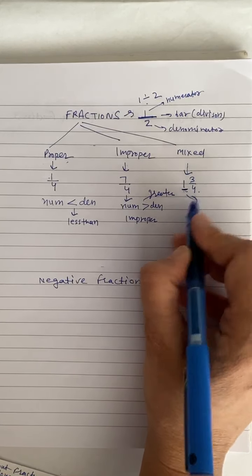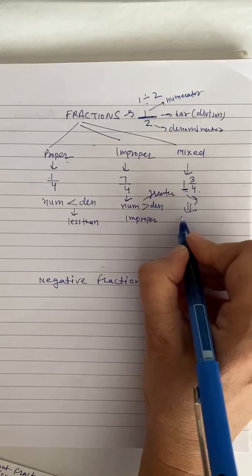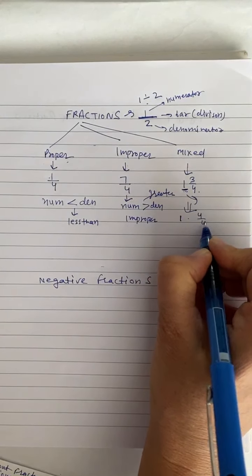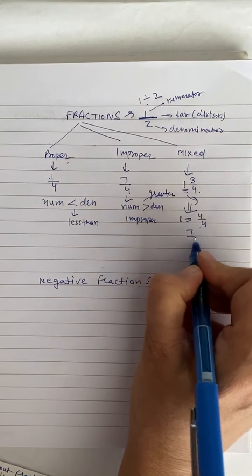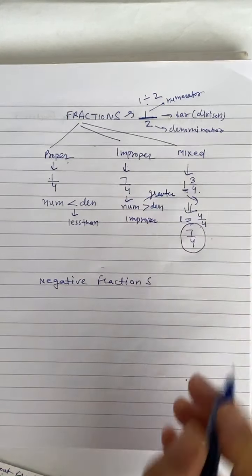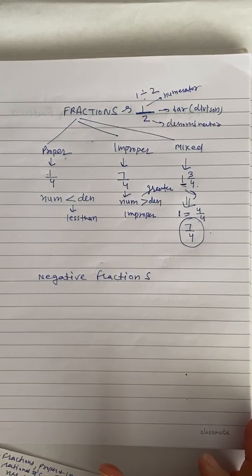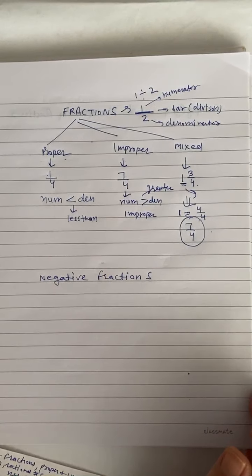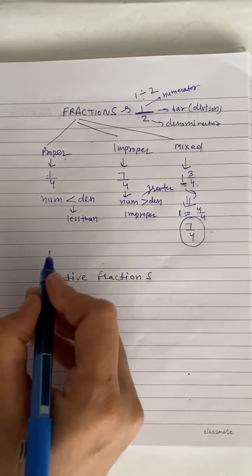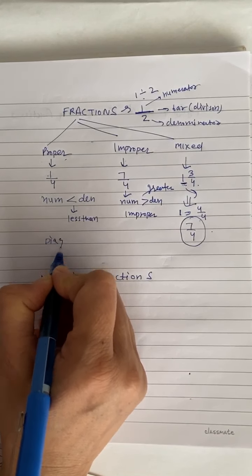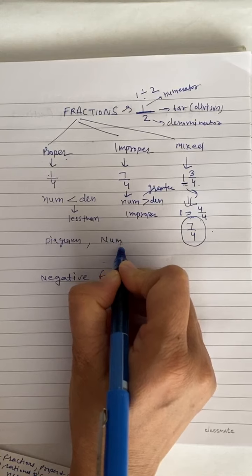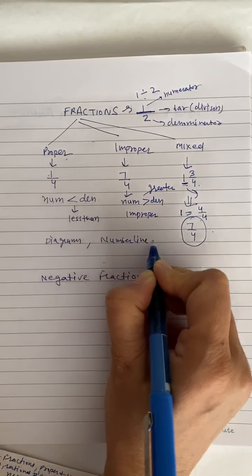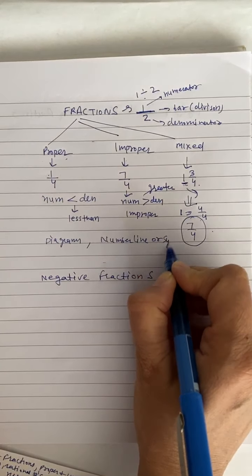So 1 and 3 over 4 can also be written as 4 over 4 plus 3 over 4, which is 7 over 4. So this is your mixed fraction. Now the fractions can be represented in different ways. They can be represented using diagrams, as a number line, or as a symbol.